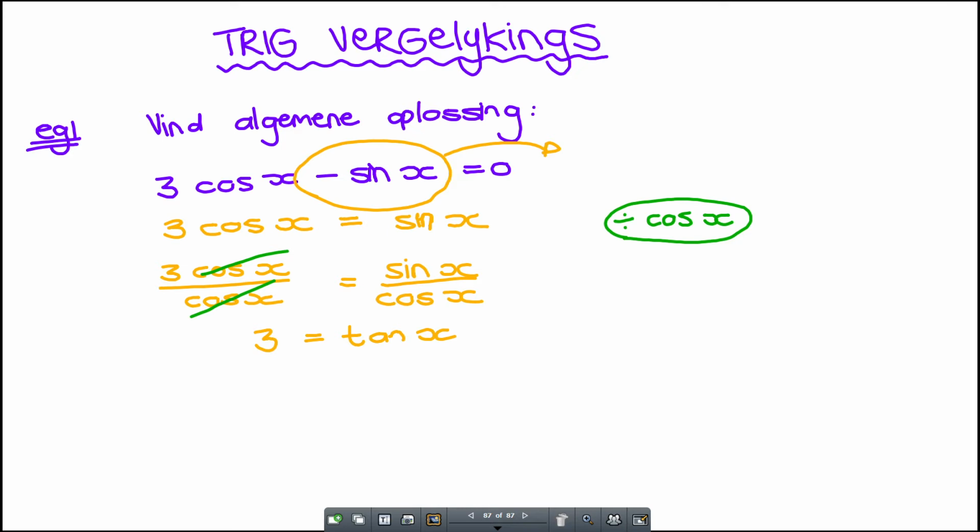Get the help angle. Gaan kry gou vir my jou hulpboekie. So jou hulpboekie gaan wees hoeveel? And then tan we see is positive, and that only happens in the first quadrant. Onthou daar is nog 'n kwadrant, maar omdat sy periode net 180 is, gebruik ek net kwadrant 1. Okay, so I'm going to stop there. You guys quickly get me the general equation of tan x is equal to 3. Gou vinnig.